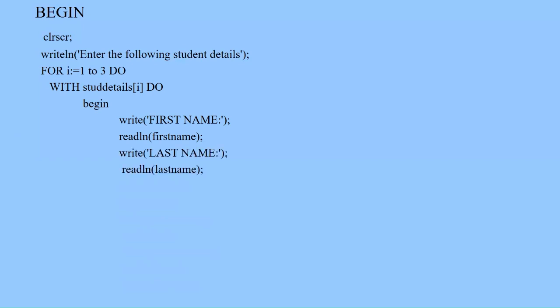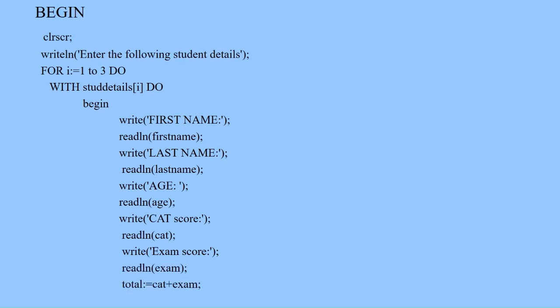With student details 2, do. So the value of first name will be picked and stored in the member for the second record, student 2. Last name, the value will be read and stored in last name for student details 2, that is record 2. That will happen, and all the details for the second student will be captured. Then the content in the memory location for the exam will be added to what is in the cut, and that will be stored in total. And that will be the end of the second record.